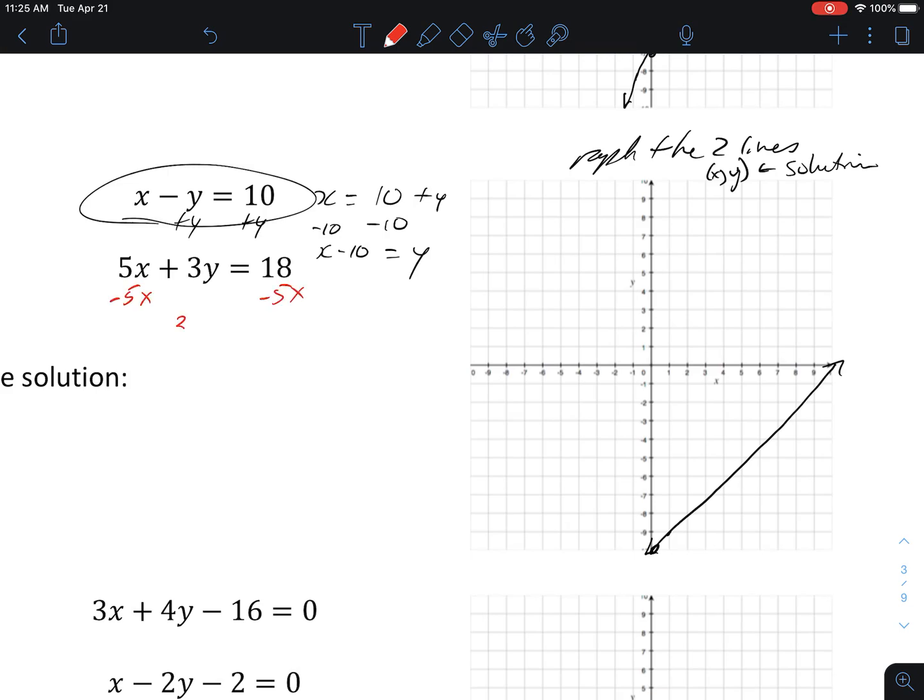And then the other one, which I'll do in red just to be different: minus 5x, minus 5x. So I have 3y is negative 5x plus 18. Now I'm going to divide everything by 3. y is negative 5/3, there's my slope, x plus 6. So I'm going to start at 6, and I'm going to go down 5 and over 3. And then I'm going to repeat that.